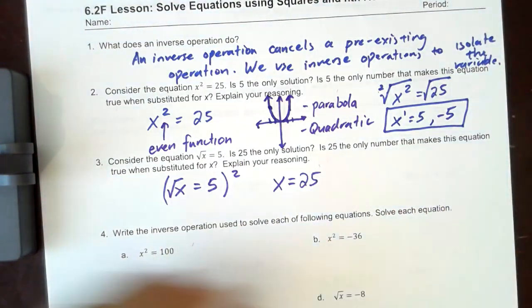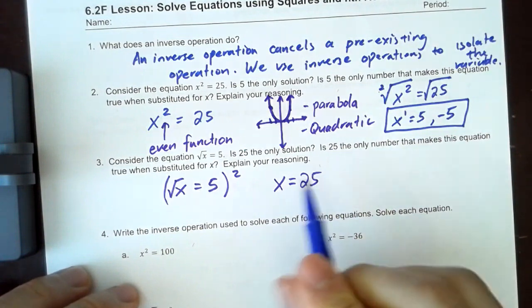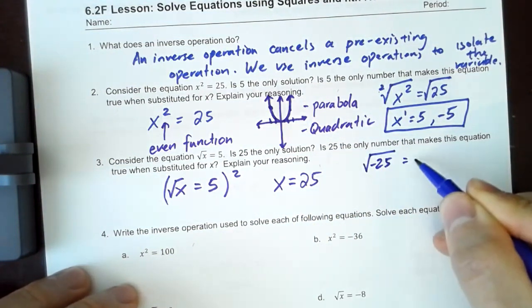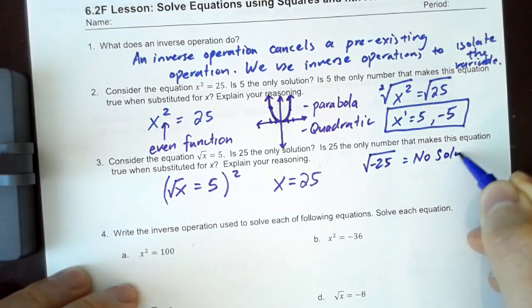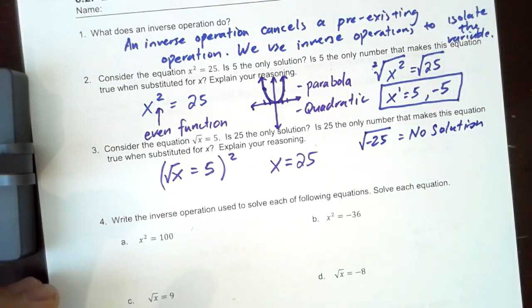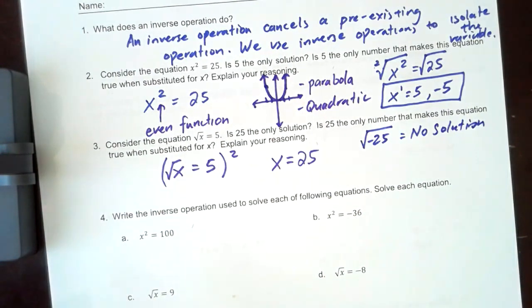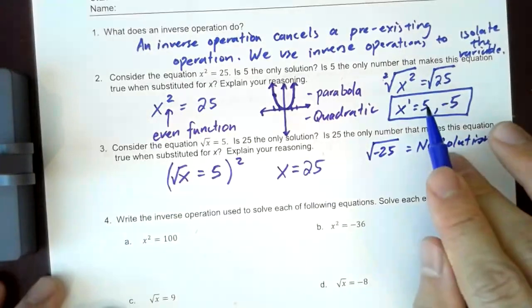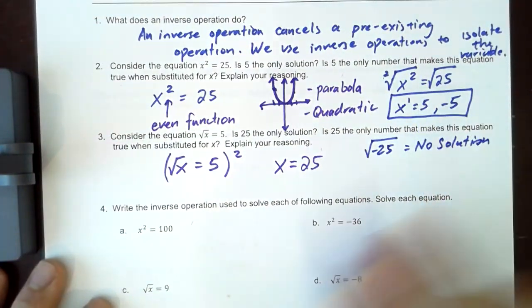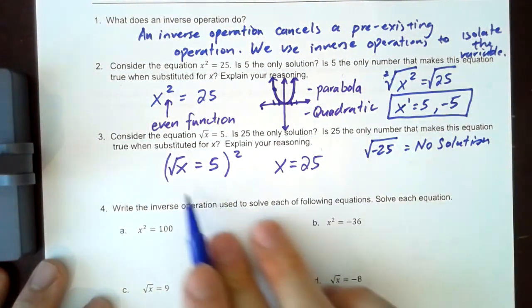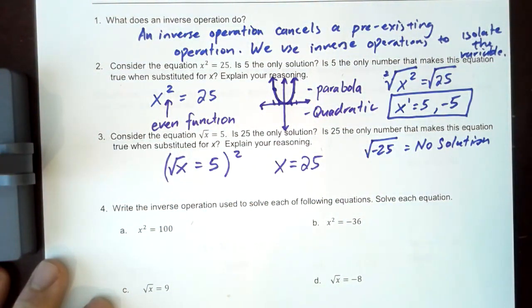If you were to think about it too, the reason why it can't be negative 25 is because the square root of negative 25 is no solution. It doesn't even exist, right? So I can see why you may be thinking, well, why is it so confusing? Why is x 5 and negative 5? But when you're solving for this one and you square both sides, the answer is only 25.